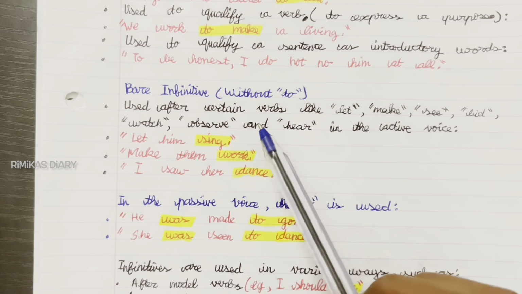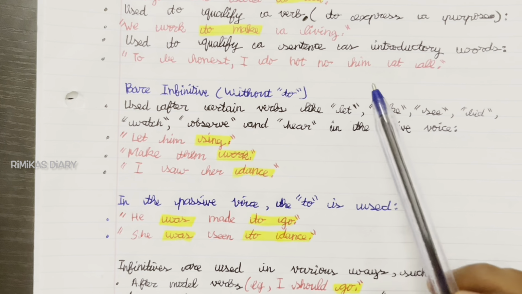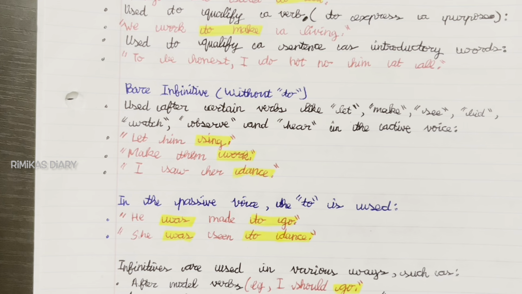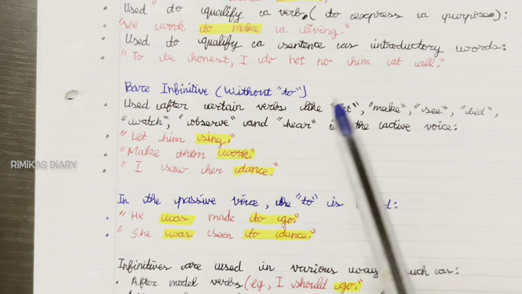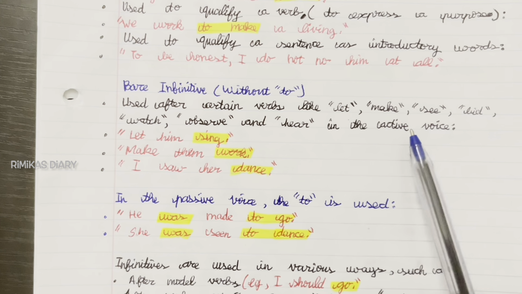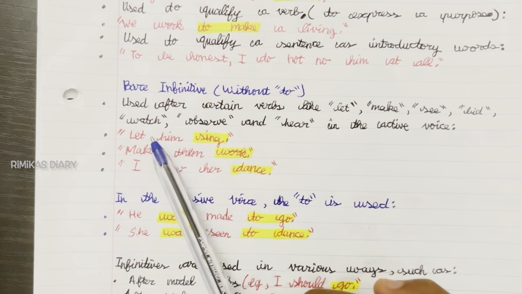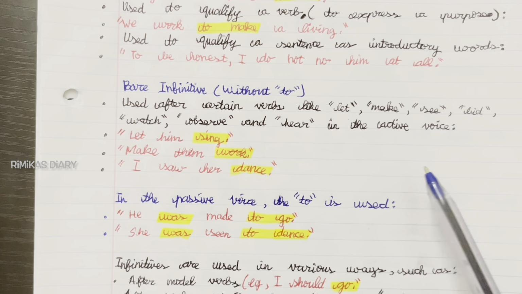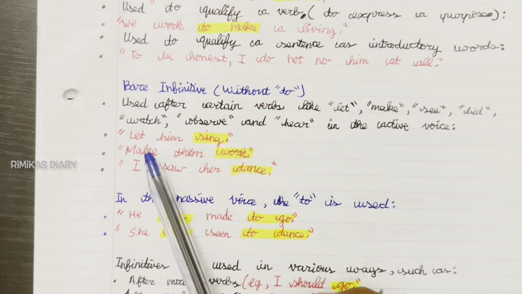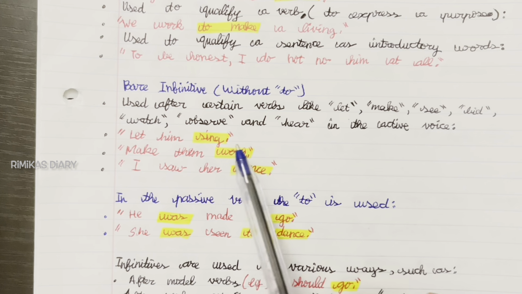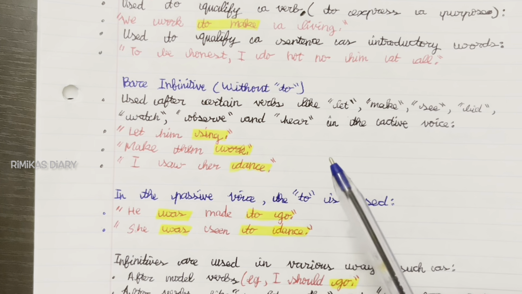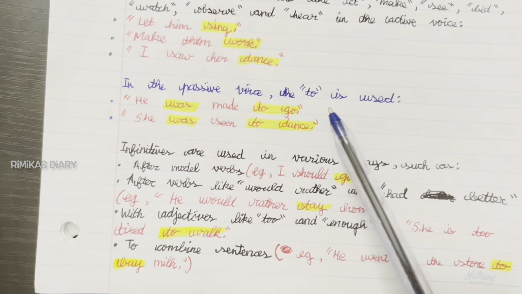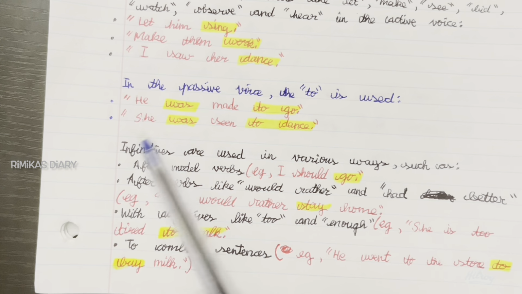Next, bare infinitive means without to. So without adding to before an infinitive. It is used after certain verbs like let, make, see, bid, watch, observe, and hear in the active voice. Let him sing. Make them work. I saw her dance. Next, in the passive voice, to is used.